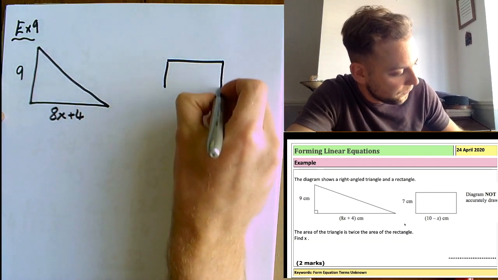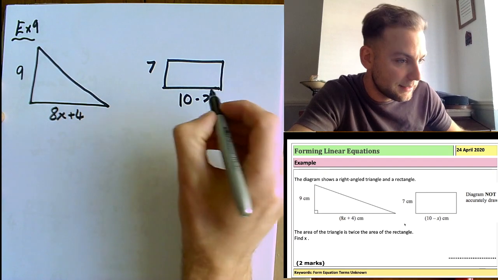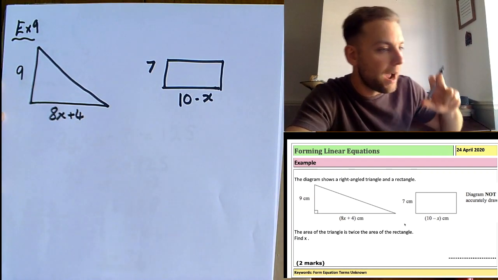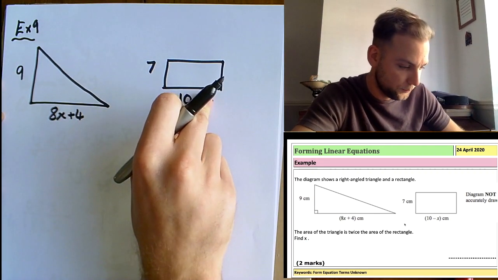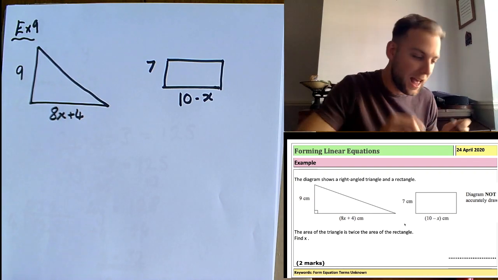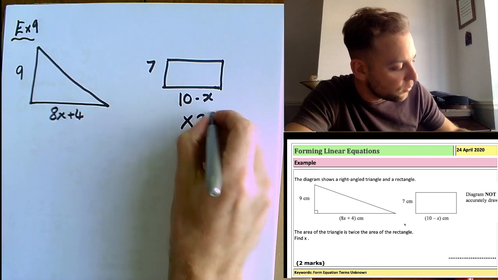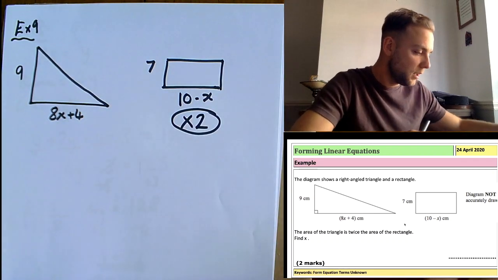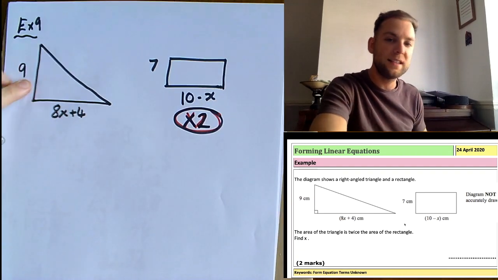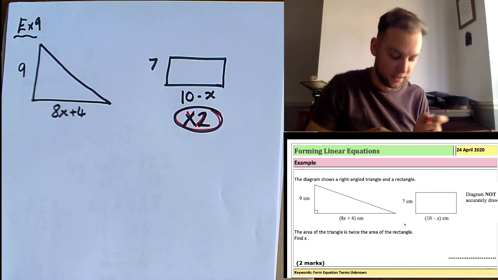Here I've got 7 and 10 minus x. Now it says that the area of the triangle is twice the area of the rectangle. So this size here is twice the area of this one. So straight away, I know to make these areas the same, I'm going to need to times the rectangle by 2. Now, you might think to yourself, why do I need to times the rectangle by 2? Well, if this is double the size of the area of the rectangle, to make them the same, I need to times this by 2.